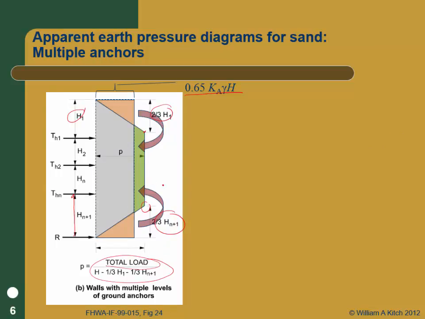The total load is, again, still approximately equal to 0.65 Ka gamma H squared, but what we're doing is redistributing some of that load that from the old diagrams was occurring at the top and the bottom into the area where the tendons are actually going to exist.